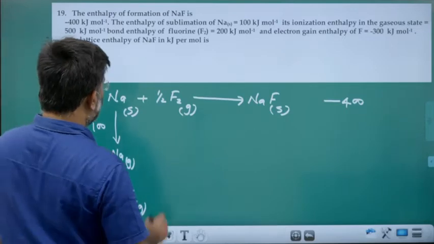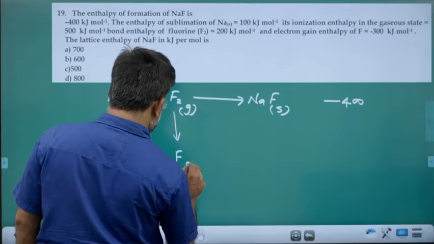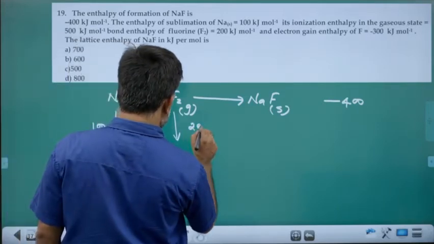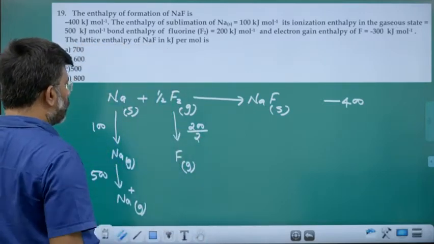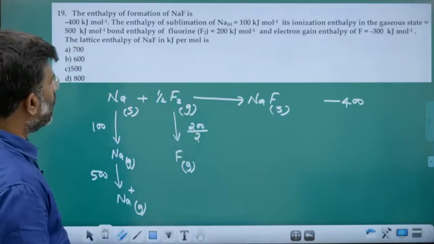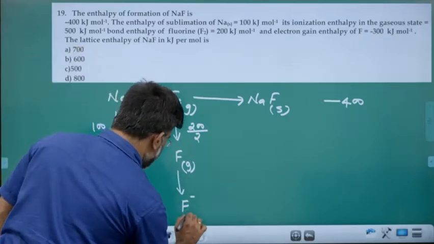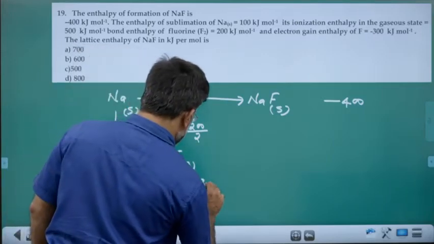Now, bond enthalpy of fluorine. This data is given: 200. This is converted to F gas. It is actually 200 by 2, for 1 mole 200, for half mole 200 by 2. Next, electron gain enthalpy of fluorine. This is converted to F minus gas. The data is given: minus 300.